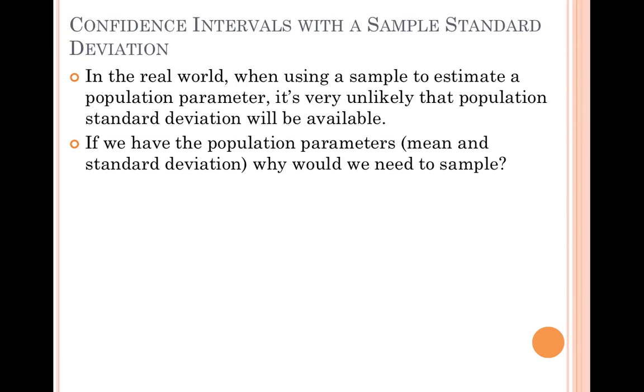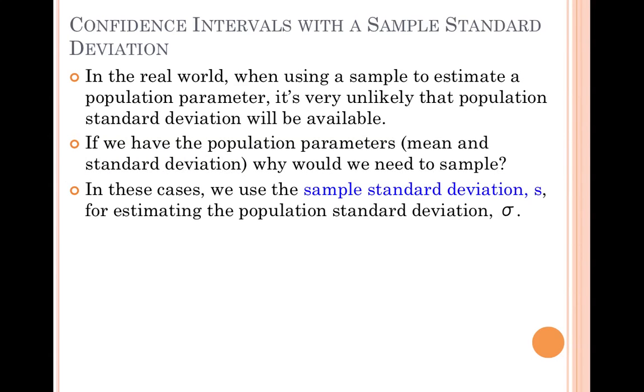So the reason why we look at those examples when we have the population standard deviation, as in example 1 and example 2, is basically to understand the mathematics. And after we get a handle on the mathematics, we move on to what really happens in the real world. In these cases, we use the sample standard deviation S for estimating the population standard deviation sigma.